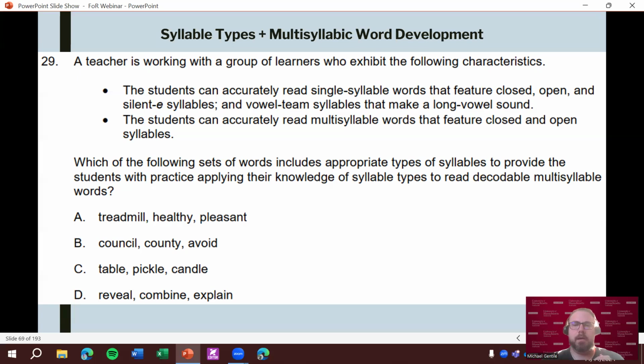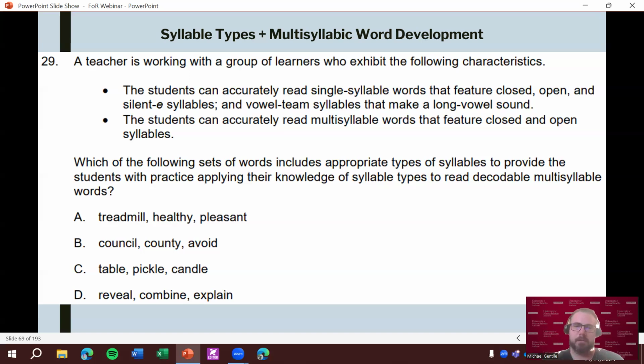So we're going to take the words that they can say in single syllables, move them forward, and design the next activity, asking, okay, what can you do? We'll design an activity with multisyllabic words that contain syllables that we know you can read. I know you can read closed, open, silent E, and vowel teams with long vowels. Therefore, I'm going to try to push you forward by having you read multisyllable words.